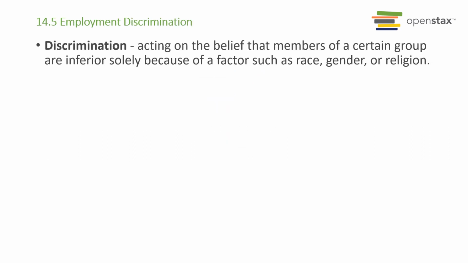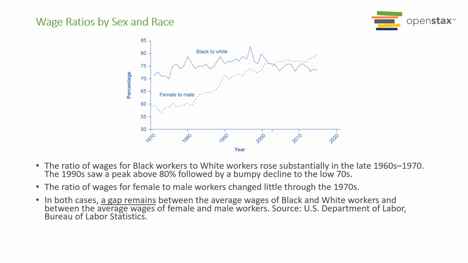So also note the discrimination. So discrimination is whenever acting on the belief that members of certain group are inferior due to race, gender, and religion. And in the labor market, we do see discrimination as well historically, and also evidence is available today. So if you look at the pay gap between black and white workers, there's always a pay gap. Today, a black worker only earns about 70% of a white worker.